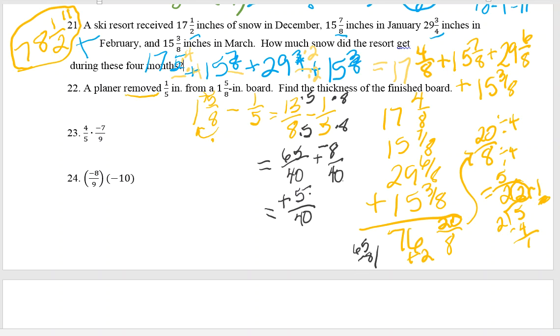65 minus 8 is 57. So now we're going to ask ourselves, does 57 and 40 have anything in common? And they don't, so I can't reduce it. But let's go ahead and change it back to a mixed number like it started as so I can see what was left. So 40 goes into 57 one time. It had 17 left over. So I have 1 17/40 inches left of my board.